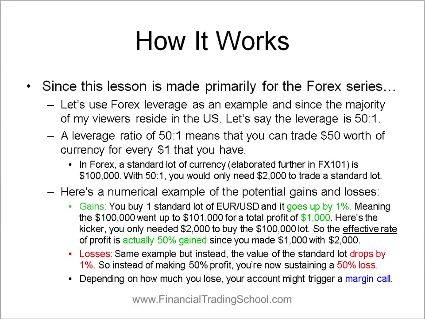So here's a numerical example of the potential gains and losses that you can sustain. So for gains, let's say you buy one standard lot of Euro USD and it goes up by 1%, meaning the initial $100,000 standard lot went up to $101,000 for a total profit of $1,000. But here's a kicker. You only needed $2,000 to buy the $100,000 standard lot. So the effective rate of profit is actually 50% gained, not 1%, since you made $1,000 with $2,000 only. But on the flip side, for losses, same example, but instead the value of the standard lot drops by 1%. So instead of making 50% profit, you're now sustaining a 50% loss.